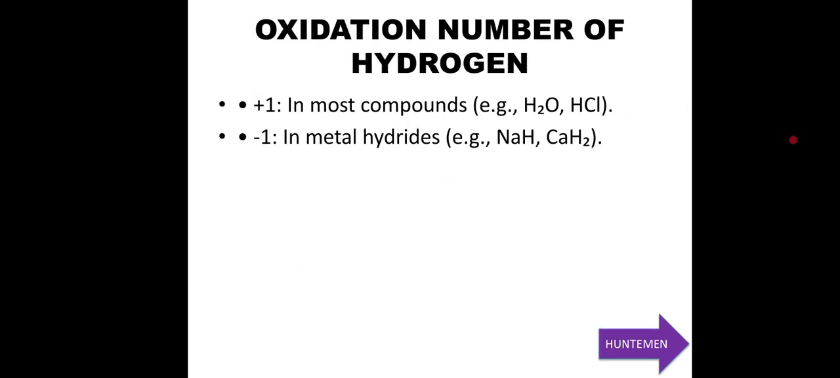So, oxidation number of hydrogen. What is the oxidation number of hydrogen? In common compounds of hydrogen, the oxidation number is +1, but in hydrides, the oxidation number is -1. So that means hydrogen has two oxidation numbers, +1 and -1.